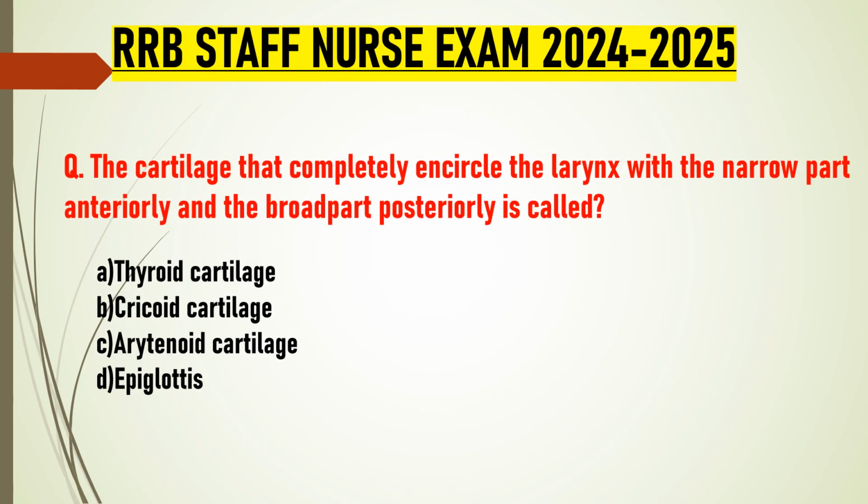The cartilage that completely encircles the larynx, with the narrow part anteriorly and the broad part posteriorly, is called. Options are: option A, thyroid cartilage; option B, cricoid cartilage; option C, arytenoid cartilage; option D, epiglottis. So the answer is option A, cricoid cartilage.